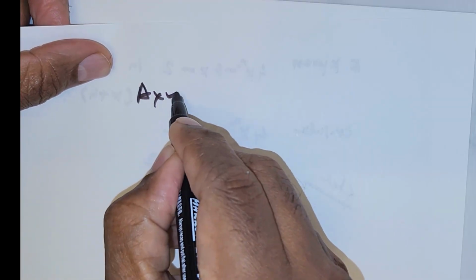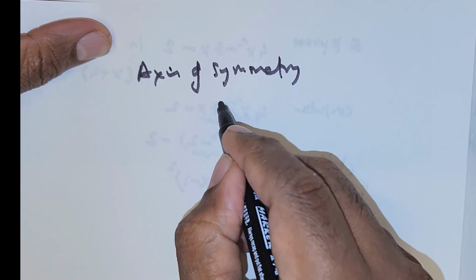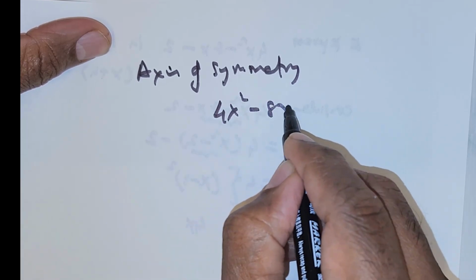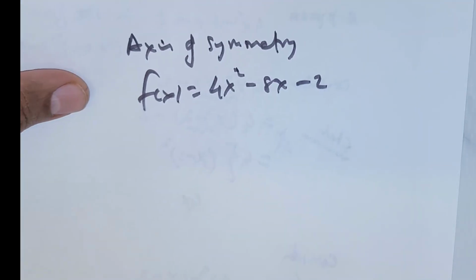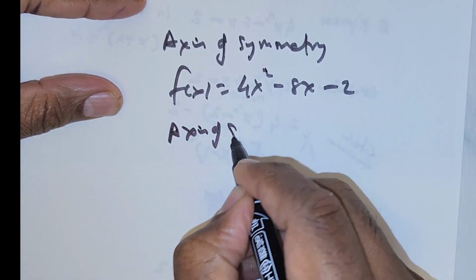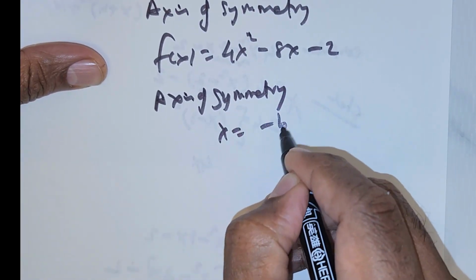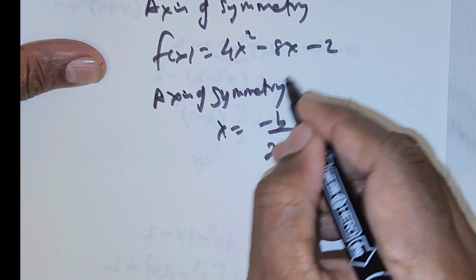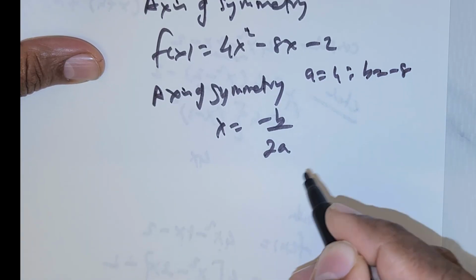Okay, next they are asking us to get the axis of symmetry. So for the axis of symmetry, we have 4x squared - 8x - 2. This is the functional value for f of x. That's exactly what we are given. Now the axis of symmetry has a formula: x = -b over 2a. Now from here, a is equal to 4, b is equal to -8.